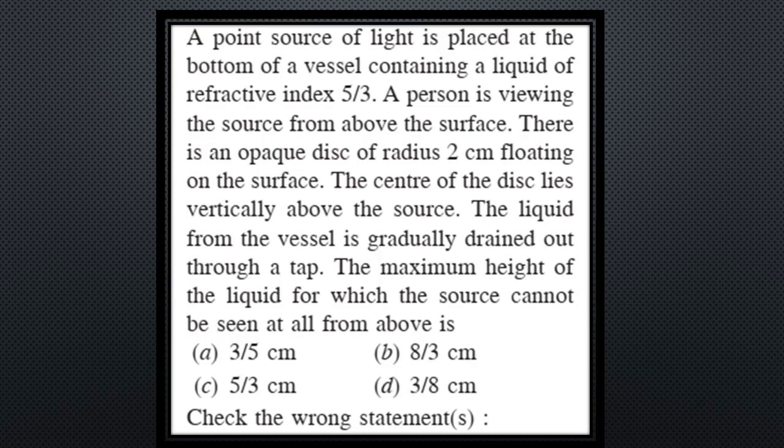A point source of light is placed at the bottom of a vessel containing a liquid of refractive index 5/3. A person is viewing the source from above the surface. There is an opaque disc of radius 2 cm floating on the surface. The center of the disc lies vertically above the source. The liquid from the vessel is gradually drained out through a tap. The maximum height of the liquid for which the source cannot be seen at all from above is?